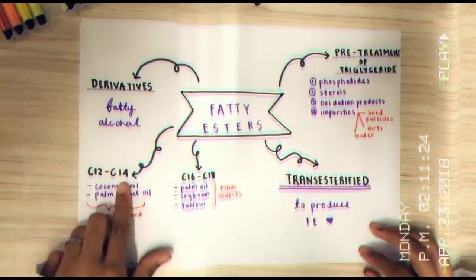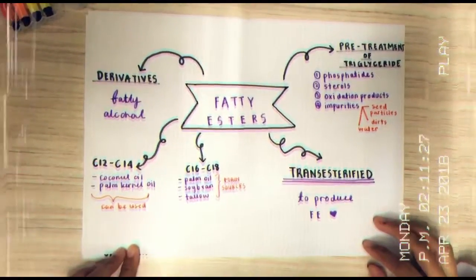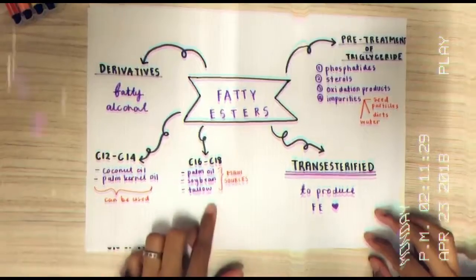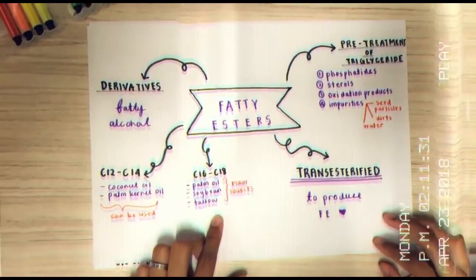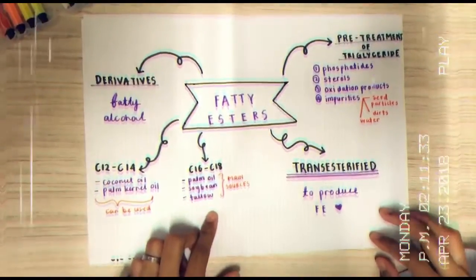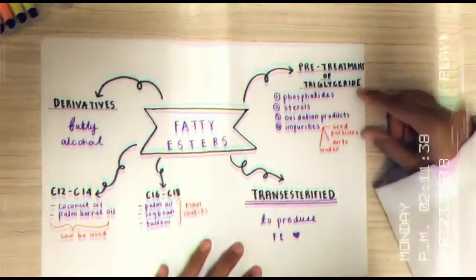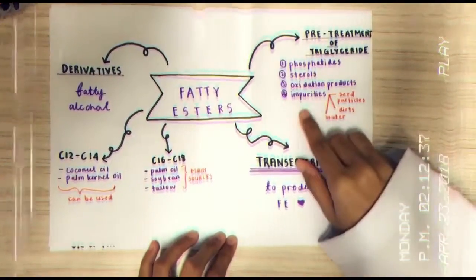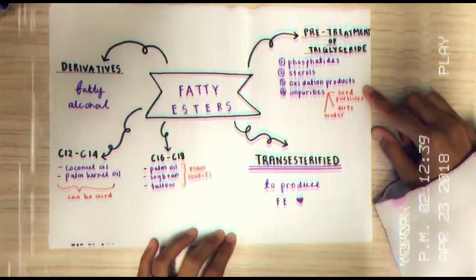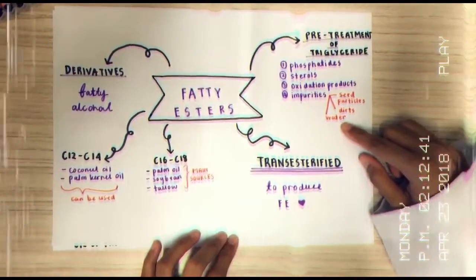C12 to C14 can be formed from coconut oil and palm kernel oil, while C16 to C18, palm oil, soybean, and tallow are the main sources. Oxidation products and impurities such as seed particles, dirt, and water.